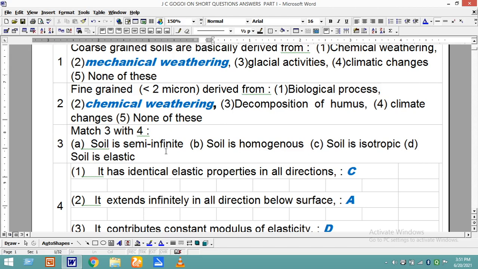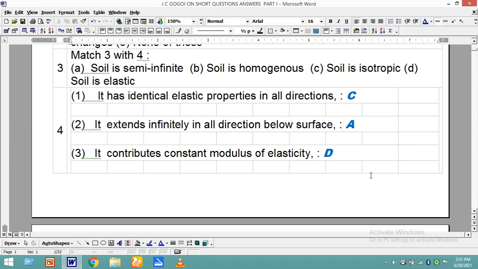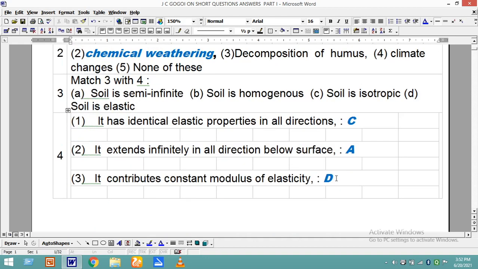Soil is semi-infinite because it extends infinitely in all directions below the surface. Soil is homogeneous. It has identical properties in any identical direction. Soil is isotropic. It has identical elastic properties in all directions. The soil is elastic. It contributes a constant modulus of elasticity.